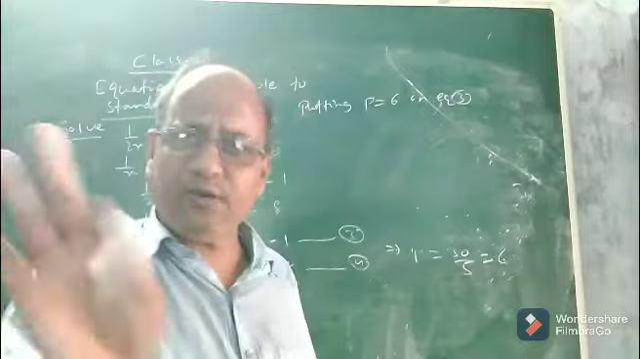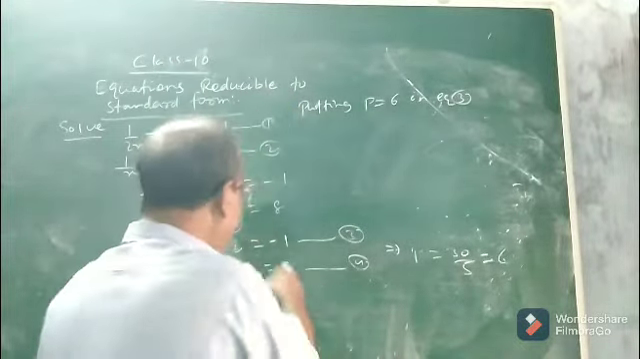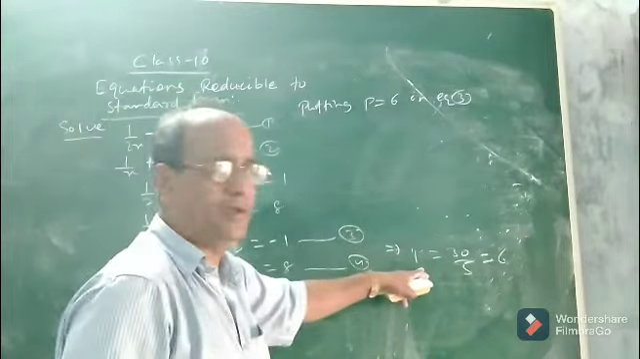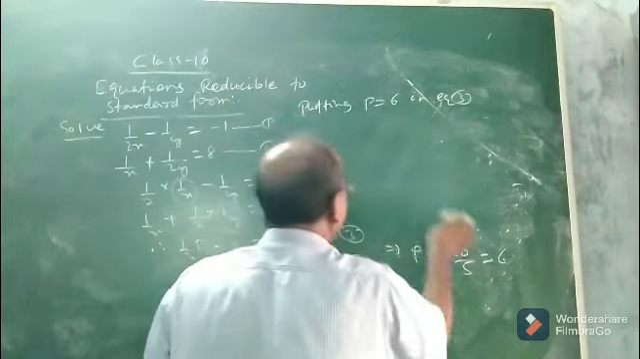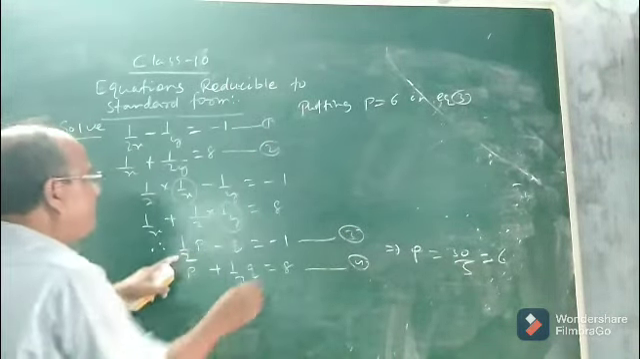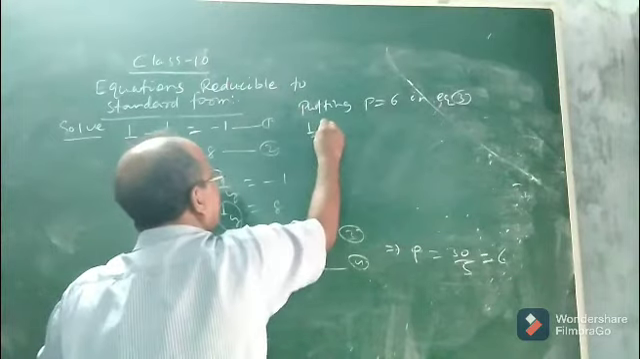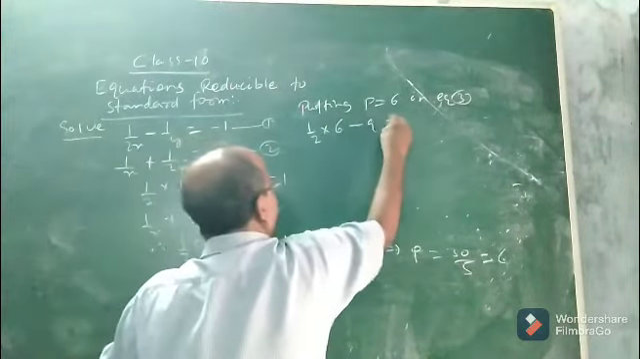No, it is not necessary that you put it in equation 3. You can also put it in equation 4, no problem. You can put the value of p in any one equation to get the value of q. So putting p equal to 6 in equation 3. What is equation 3? See, here is equation 3: half p, half into, in place of p you put 6, minus q equal to 1.